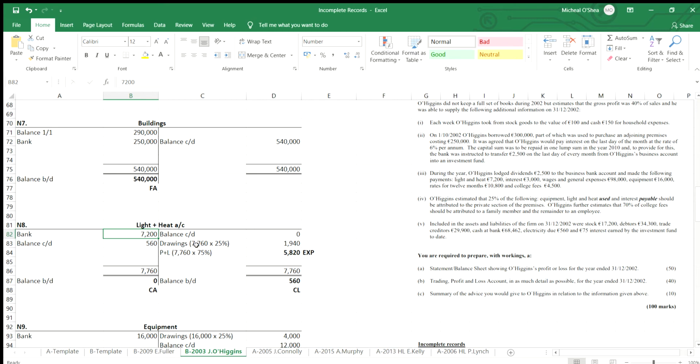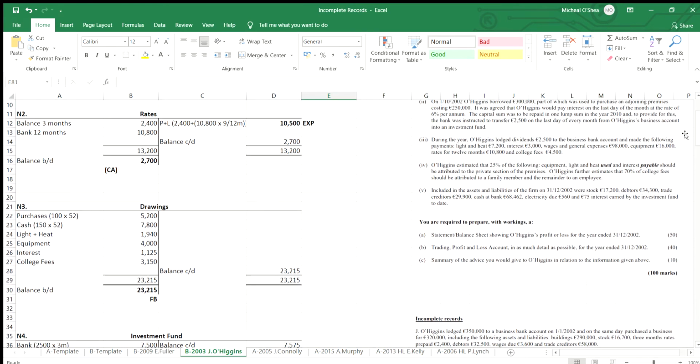So quite simply, all we do is take our used figure 7760, get 25% of it and put it to drawings, and get the remaining 7760 by 75%, and that goes in as my normal expense figure. My 5820, 75%, that is my expense figure for light and heat. And this drawings figure, just like we did above, I can take this figure now and put it on the debit side of my drawings account, and you can see up here I can add in my light and heat figure. So I now have purchases, cash, light and heat, and interest in my drawings account.